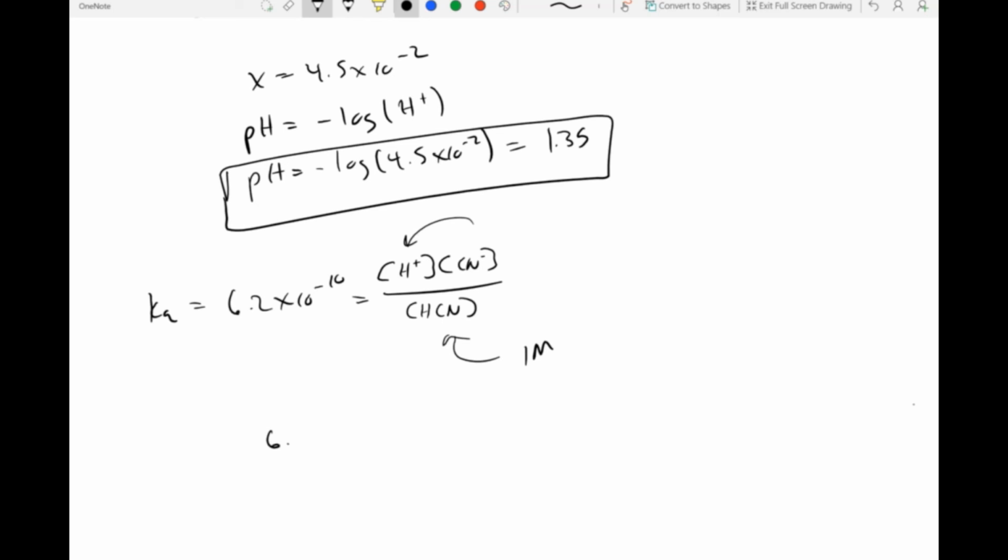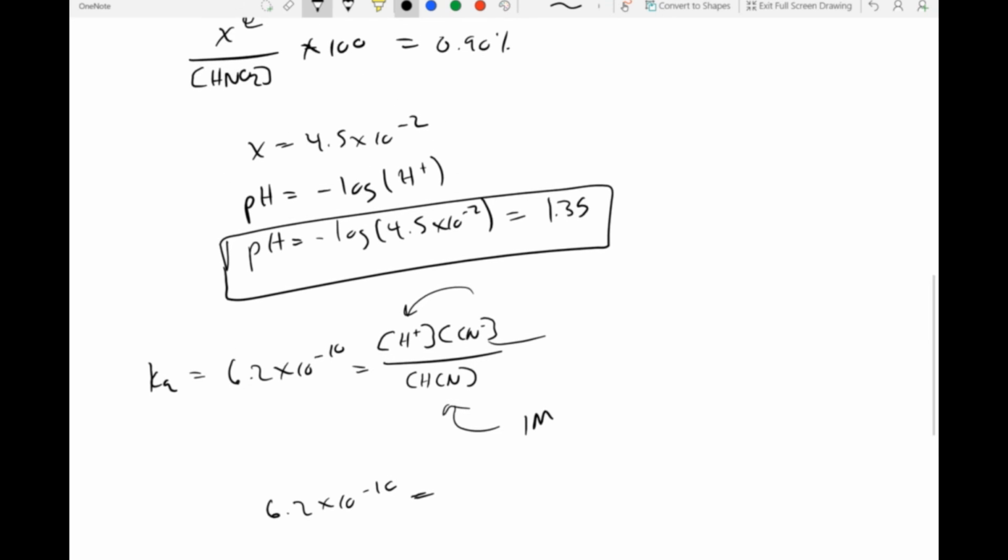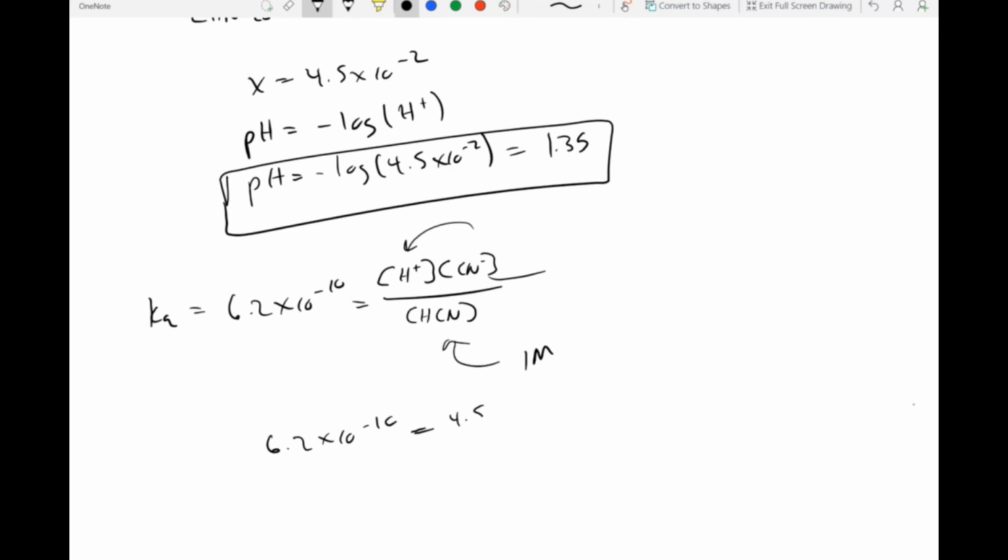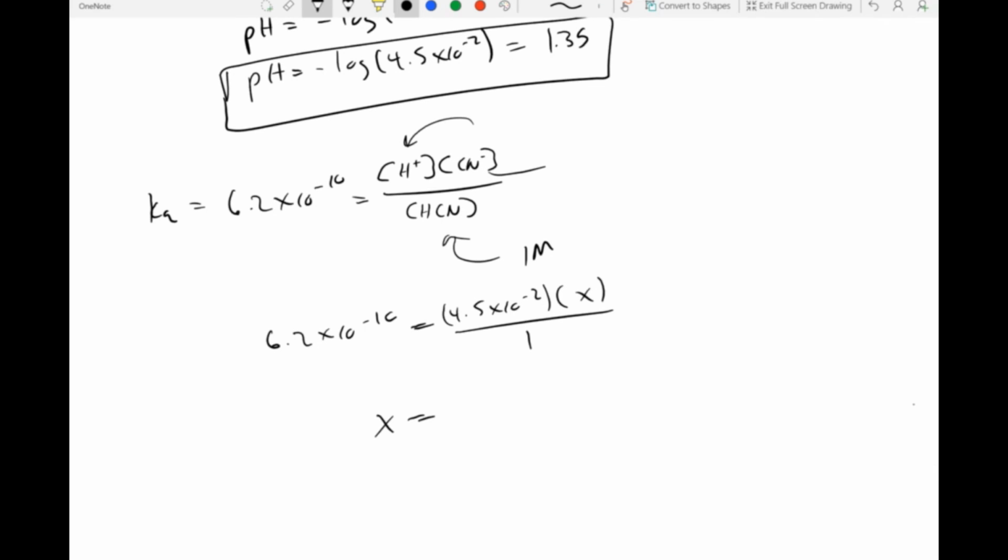And so we're going to be solving for your cyanide ion. So 6.2 times 10 to the negative 10, and then your H plus was 4.5 times 10 to the negative 2. Let's call your cyanide ion X, and then this will be 1. So then X will just equal 1.4 times 10 to the negative 5th molar. Again, this is just the concentration of your cyanide ion at equilibrium.